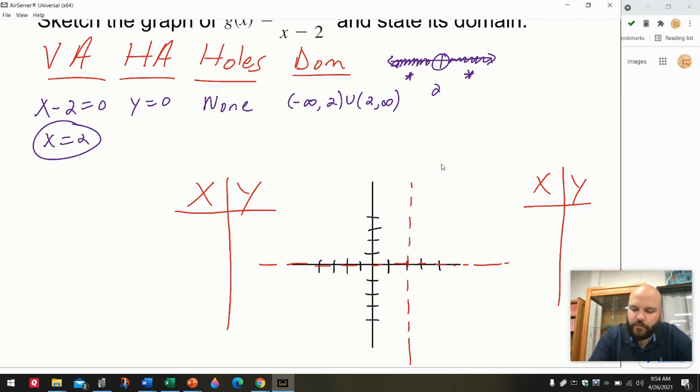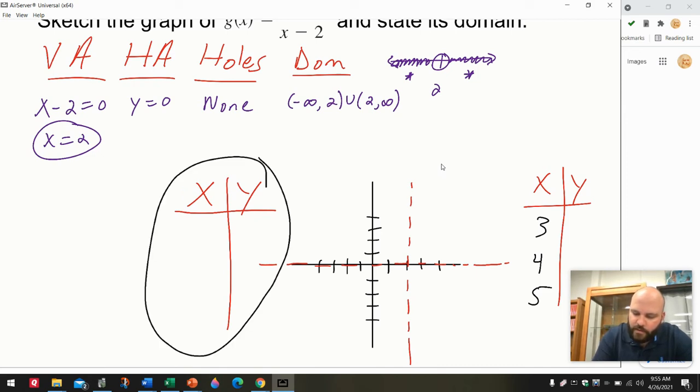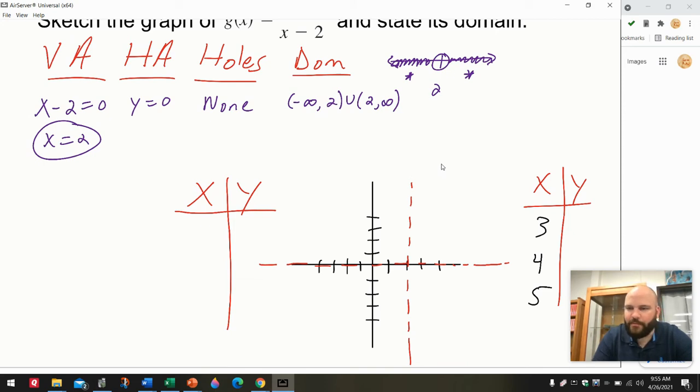Now, where our values from our table come from is they are based on where this vertical asymptote is. This vertical asymptote is at 2. So my table to the right needs to have x values that are bigger than 2. So I'm going to draw in 3, 4, and 5. Now, my table on this side, you can notice it is to the left of that vertical asymptote. So that table needs values that are less than 2. So I'm going to use 1, 0, and -1.